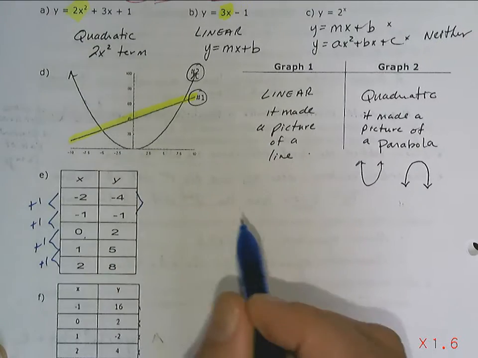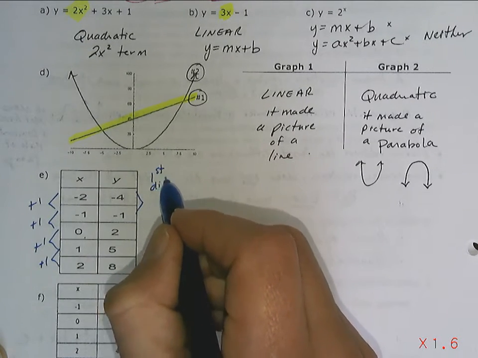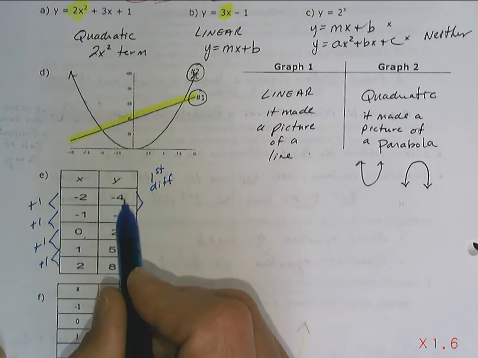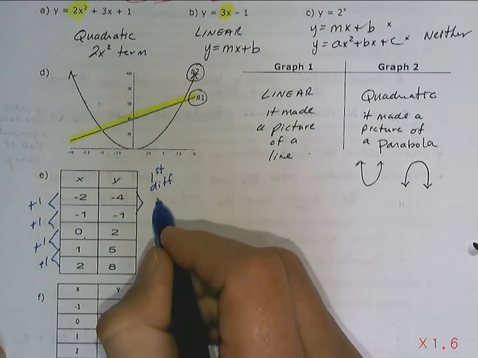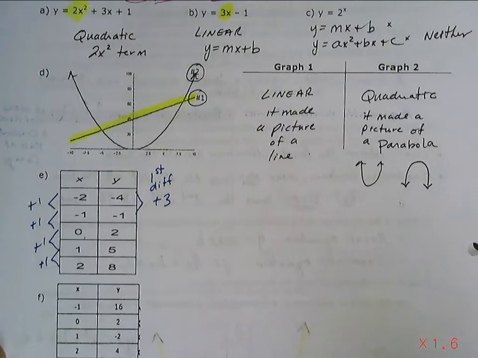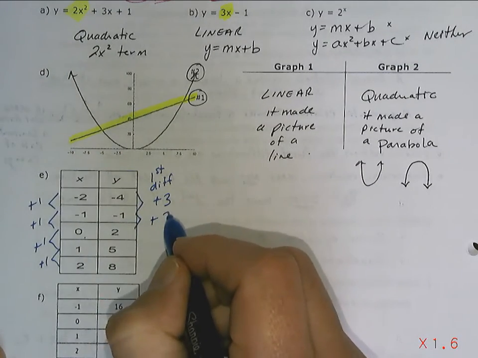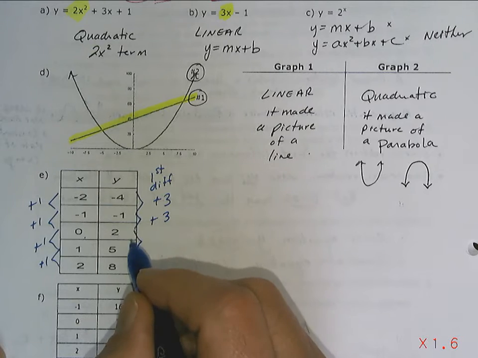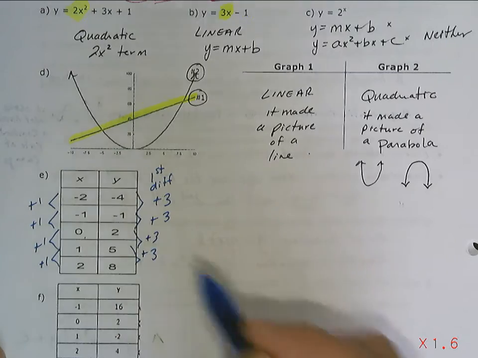So now I'm going to use the same thing. This is called my first differences. What does it take to go from -4 to -3? Well, it took +3. Do you agree? To go from -4 to -1, I had to go +3. And to go from -1 to 2, I had to go 3. I had to go 3. I had to go 3. Now, that's one way to think about it.